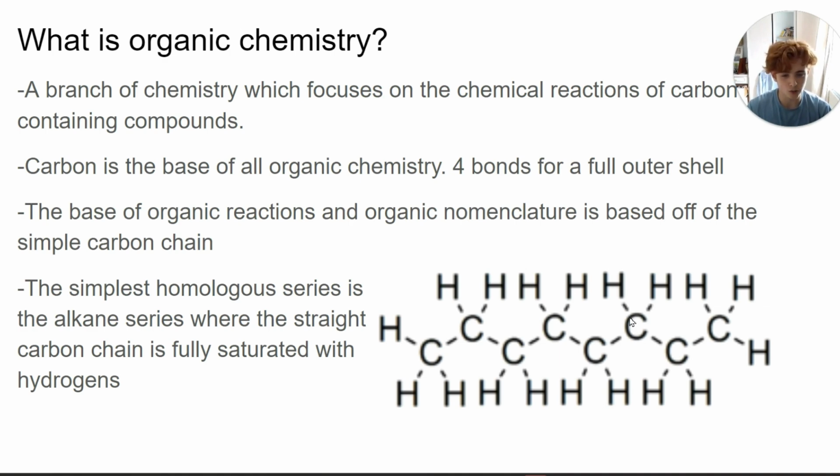Now, carbon, as you'll see here, this little C is an element. And carbon is the base of all organic chemistry, and it requires 4 bonds. If you imagine these little lines here as bonds for a full outer shell, that is when this atom is most stable, when it has 4 bonds. If it only had 3 bonds, it might be a free radical, it might be a carbocation. They are not as stable as when it's pure and neutral and has 4 bonds filling up its outer shell.